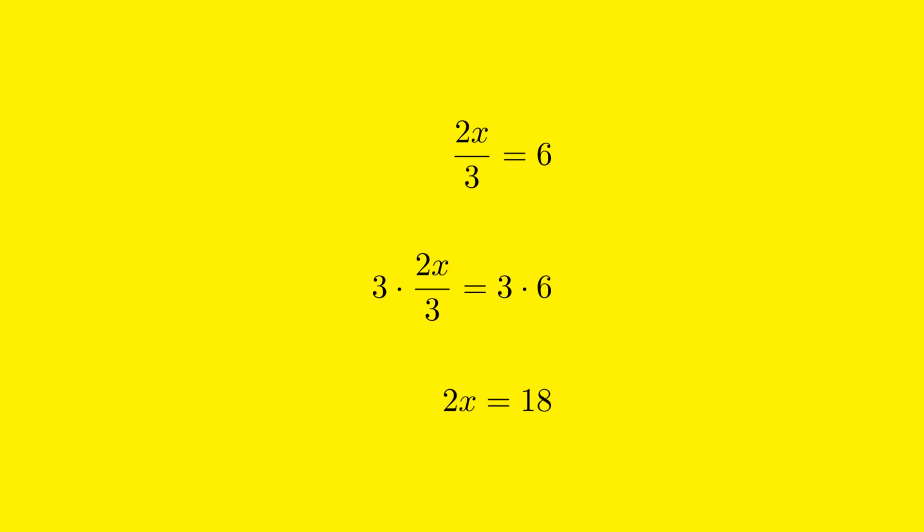This simplifies to 18 because 6 times 3 equals 18. So, after multiplying both sides of the equation by 3, we get 2x = 18. This completes step 1.